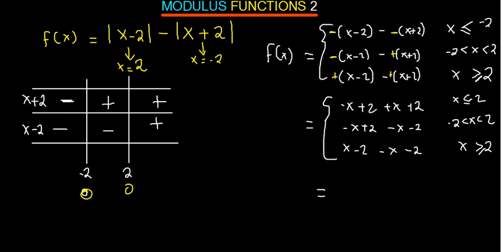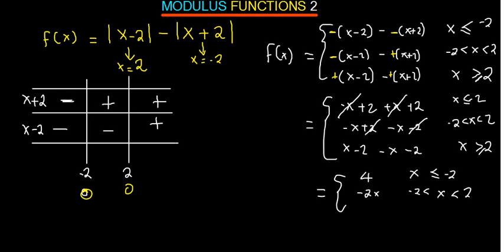And then we just get to add like terms. You can see this is a negative x, this is a positive x, that are going to cancel. 2 plus 2, that is 4. This is for x is less than or equal to negative 2. And then this is positive 2, this is negative 2, they'll cancel. Negative x minus x, that is negative 2x. This is for negative 2 less than x, which is less than 2.